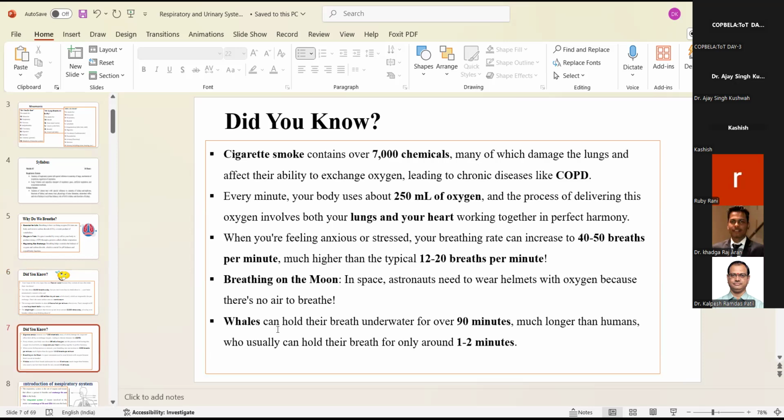Next, cigarette smoke contains about 7,000 chemicals. You can just imagine that. Among them, some are very dangerous for our lungs and can lead to chronic diseases like COPD, asthma, and lung cancer. Every minute, your body uses around 250 ml of oxygen.